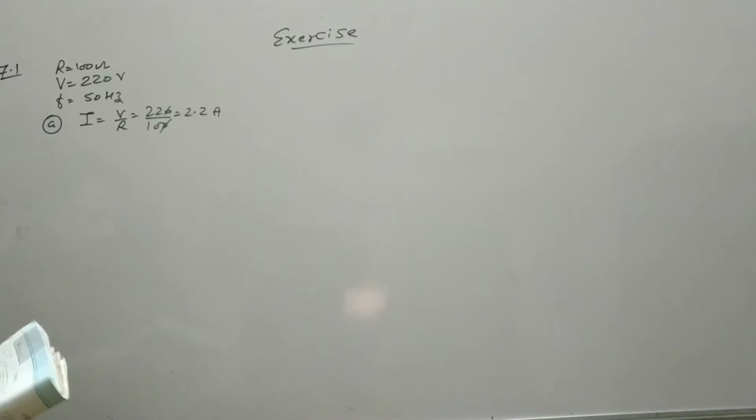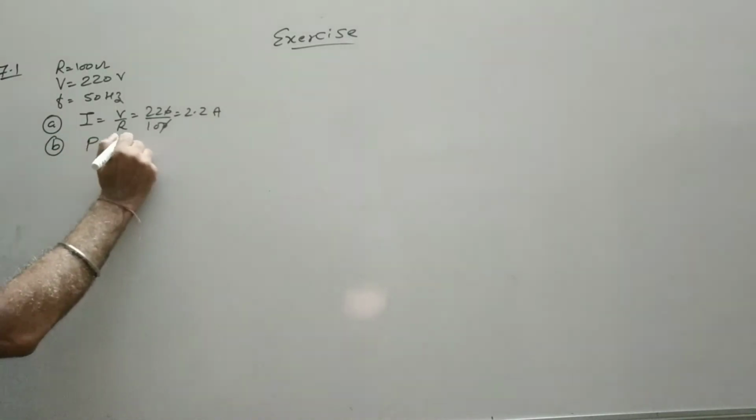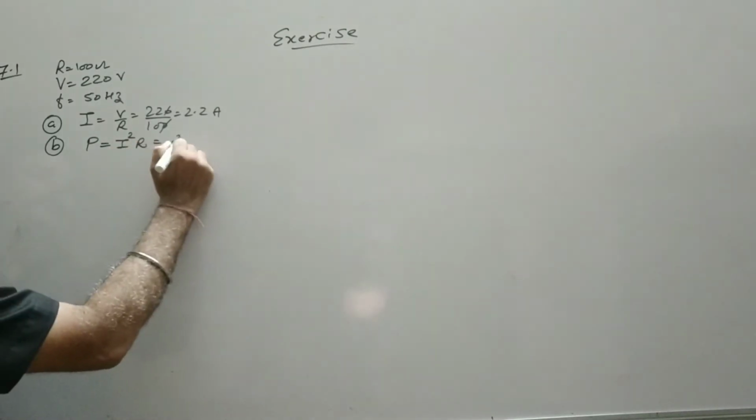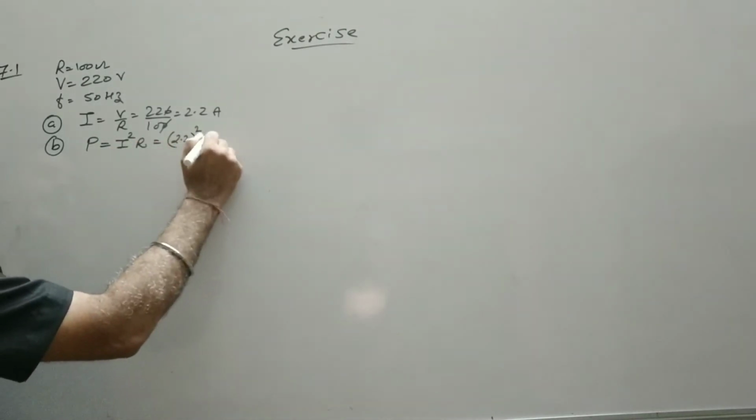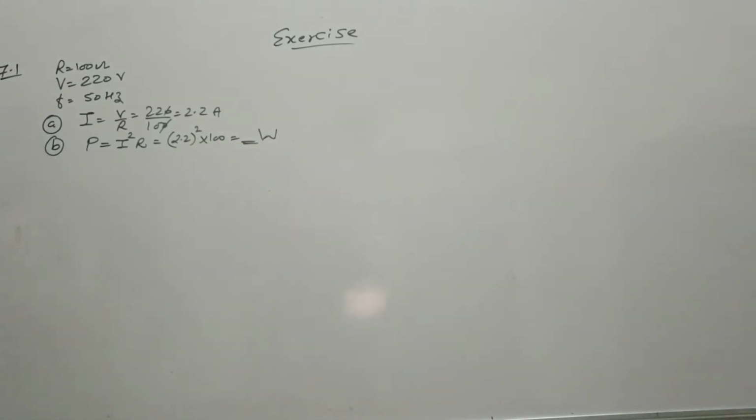Then what is the net power consumed for an entire cycle? We know that the power consumed in a resistive circuit is I square R, so that is 2.2 square into 100. So you calculate this value, this much power is dissipated in the form of heat.